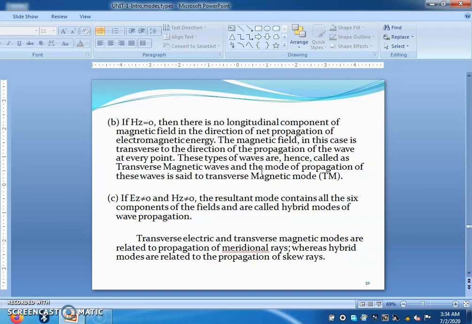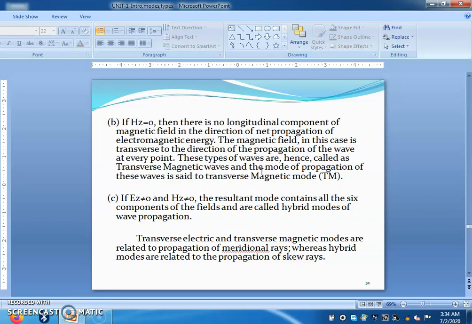If Hz is equal to 0, there is no longitudinal component of the magnetic field in the direction of propagation of electromagnetic energy. That is, along the z direction, the H component is equal to 0. So here the magnetic field is transverse to the direction of propagation of the wave. This type of wave is called a transverse magnetic wave. It is denoted as TM waves.